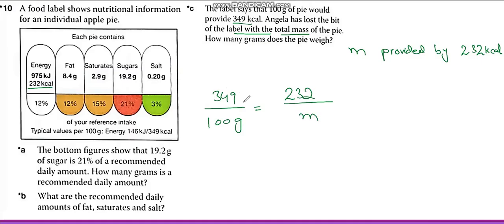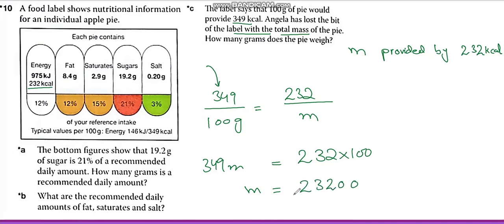So we have written the ratios and we have equated the ratios because the ratio does not change. By cross multiplying, we will get 349m, and 232 will be multiplied with 100. And finally, we will get our answer by taking the product of 232 and 100 divided by 349. By using a calculator, we will get 66.5 grams, meaning to get this many calories, we need this many grams of pie. Now let's proceed to the next question.